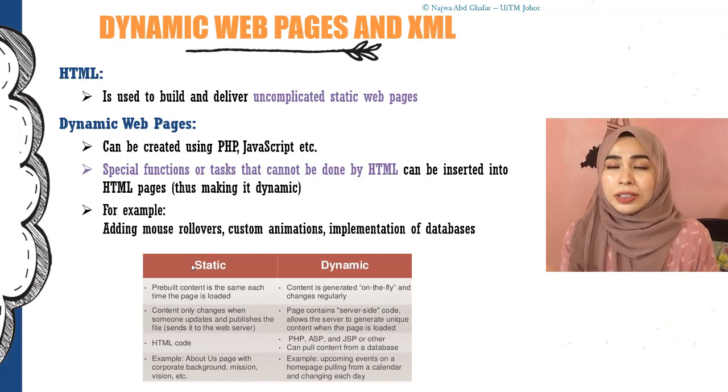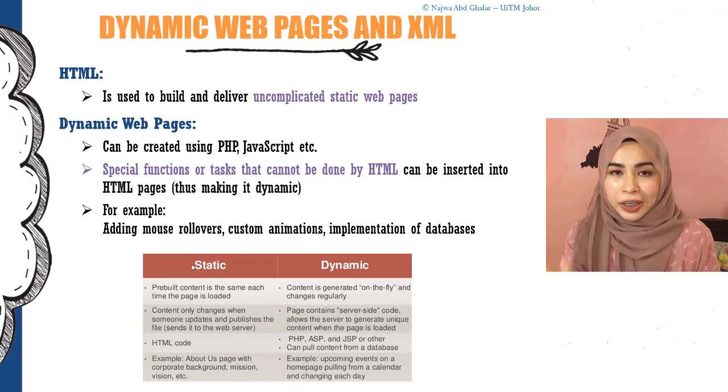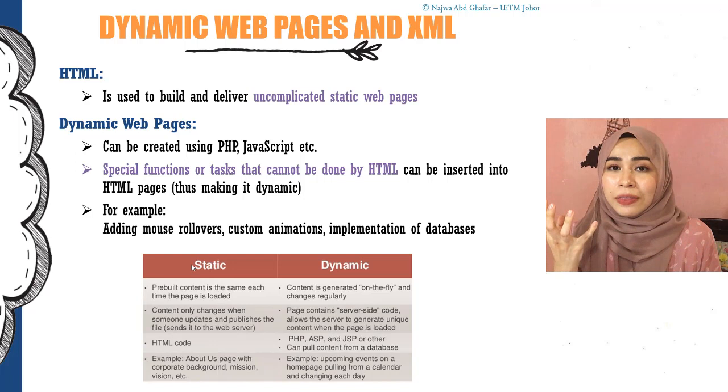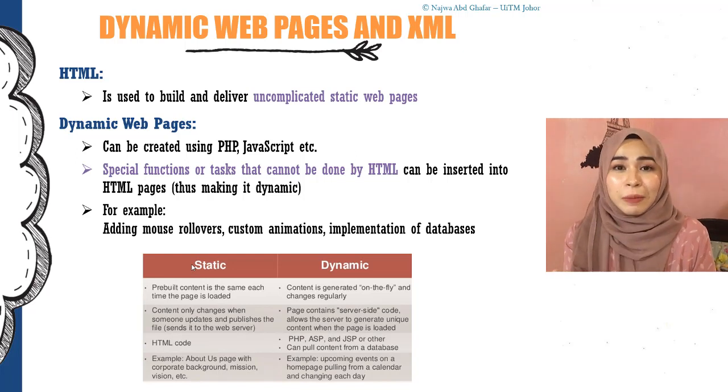A static web page is something that stays the same whenever you refresh it. For example, let's say you have Wikipedia. No matter how many times you refresh that web page, the content will always be the same. So that is a static web page. To create that web page, using only HTML is enough.